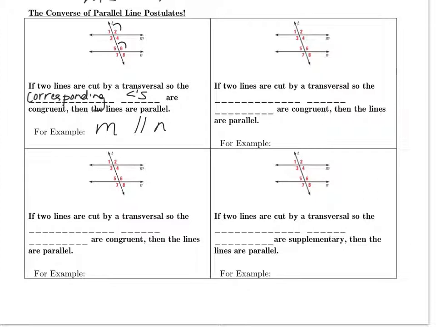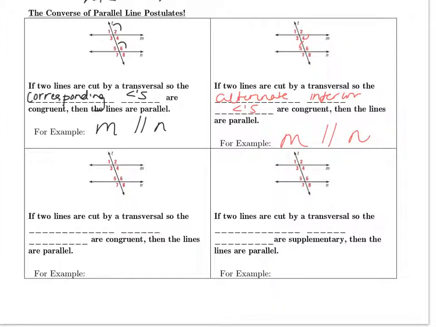If, moving to the right, two lines are cut by a transversal, so the alternate interior angles are congruent, then the lines are parallel. So if we say that the alternate interior angles, like angle 4 and angle 5, if they are congruent, then M is parallel to N. I could also say if 3 and 6 are congruent, then M is parallel to N. So 3 right here and 6 right there, because they are also alternate interior angles.